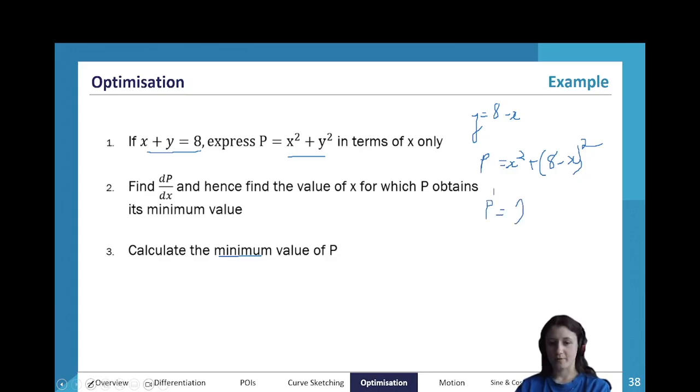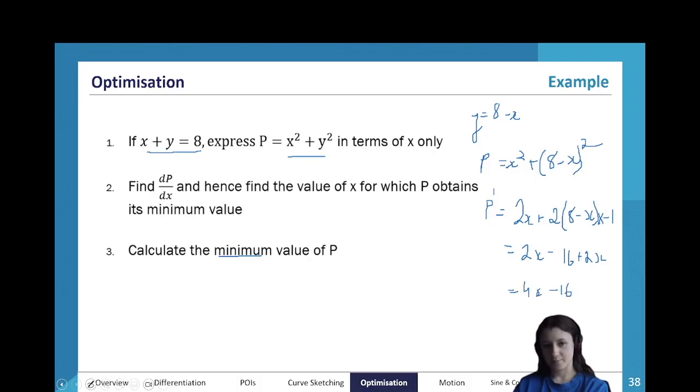So we're going to have 2x, and then here we have a function to a power, which means we need to use our chain rule. So we're going to take the 2 out the front, take x multiplied by -1. Alright. So now we can probably just simplify. So we're going to have 2x take 2 times 8, which is 16, plus 2x. So we're going to have 4x take 16.